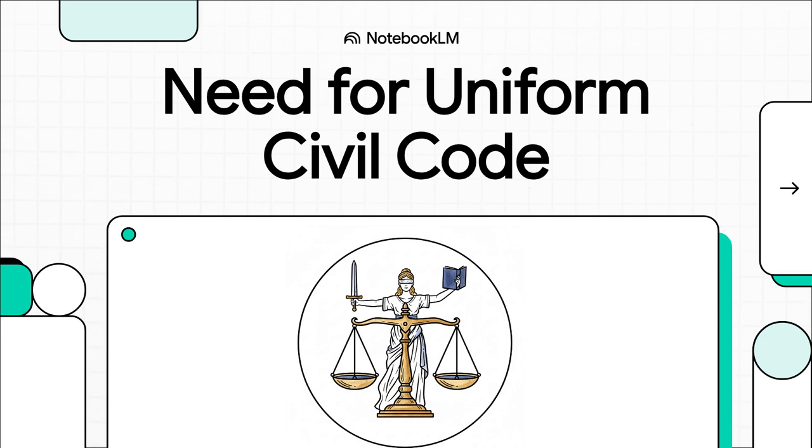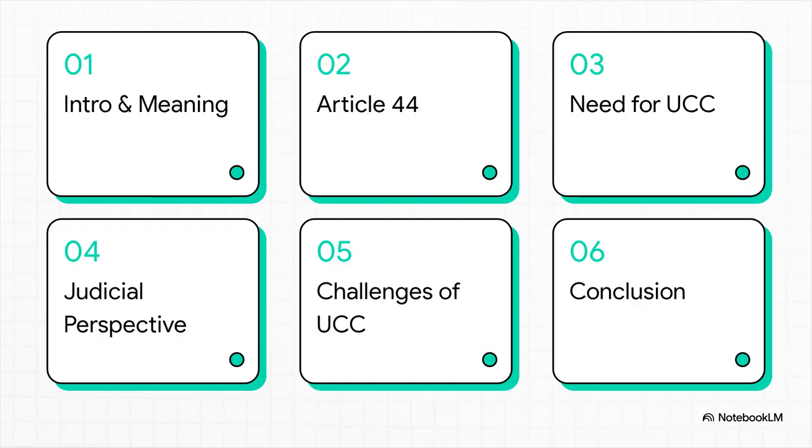All right, let's dive straight into it. Here is the exact synopsis you've got to write at the top of your answer script. 1. Introduction and meaning. 2. Article 44 constitutional provision. 3. Need for uniform civil code. 4. Judicial perspective and cases. 5. Challenges in implementing UCC. And finally, 6. Conclusion and final verdict. This blueprint signals to the examiner right away that you are highly organized and know the law thoroughly.